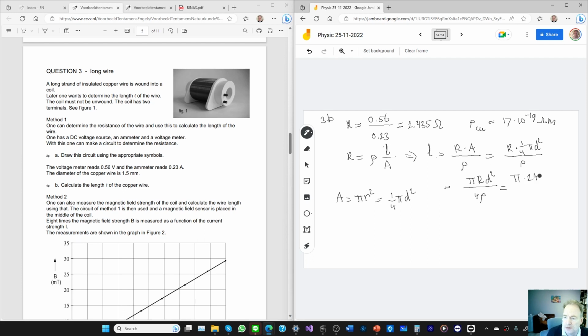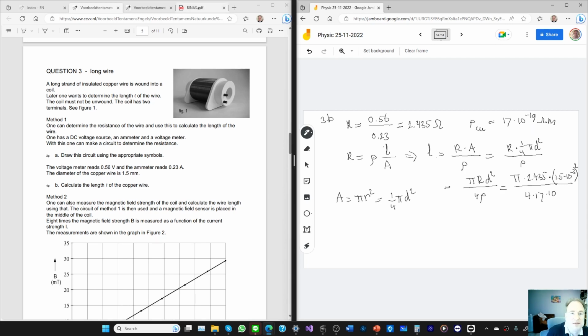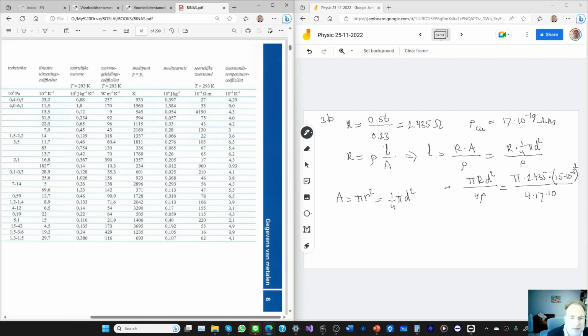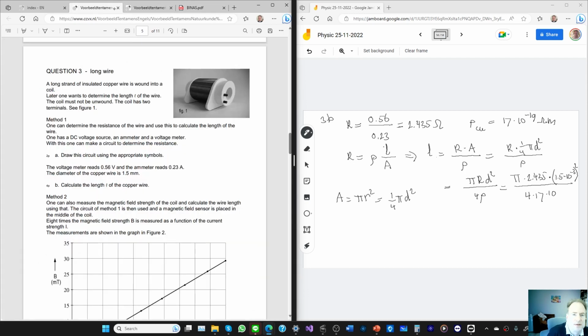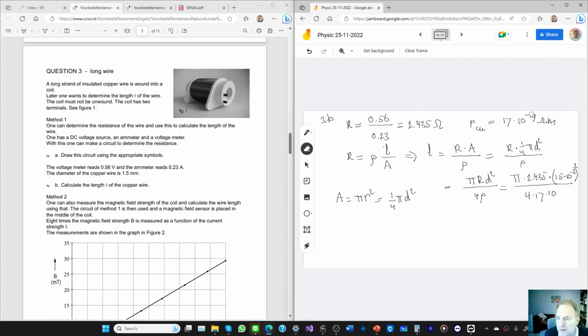The resistance is given here. The diameter is 1.5 times 10 to the power minus 3. And then I need to square this and divide it by 4 times 17 times 10 to the power minus. Wait, this was not a 19. Yeah, 9, of course. 10 to the power minus 9.